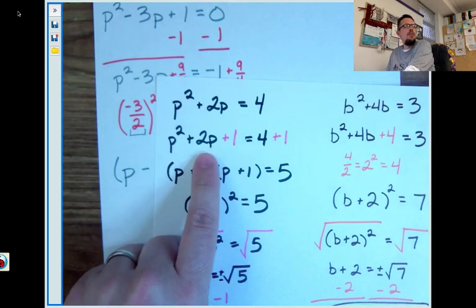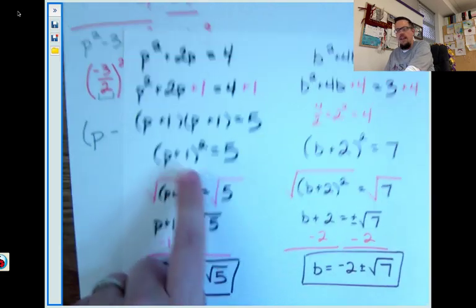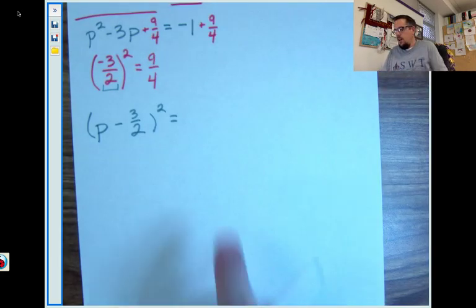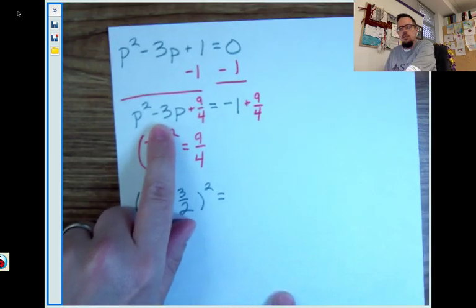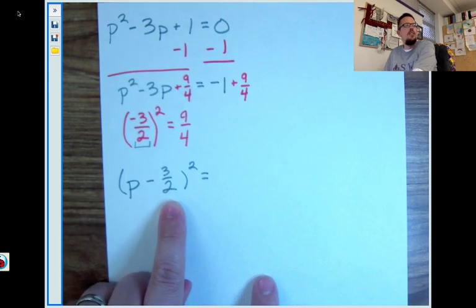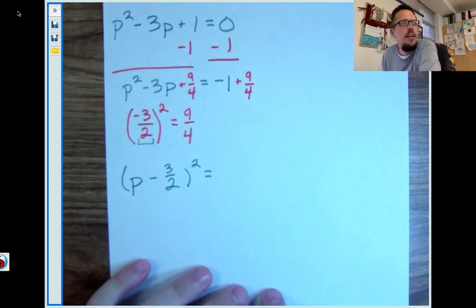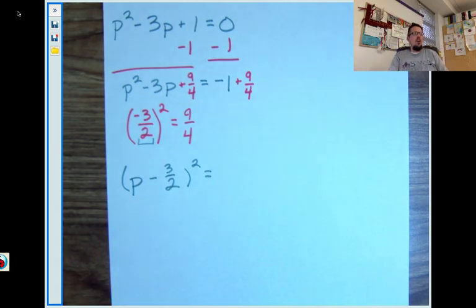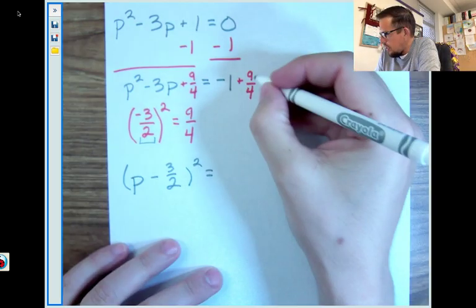What was 2 divided by 2? 1. And that's what ended up in the parentheses. What's -3 divided by 2? -3/2. And that's what ends up in the parentheses. It's always the thing that you're squaring that ends up in the parentheses. That's handy. As a matter of fact, turns out the hardest part of this problem is doing -1 plus 9/4.